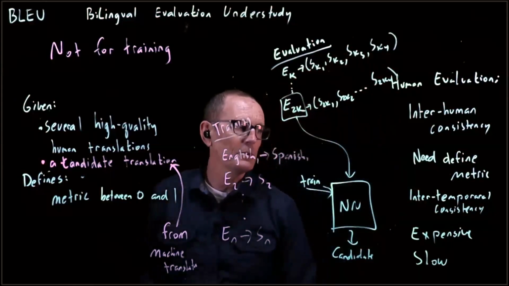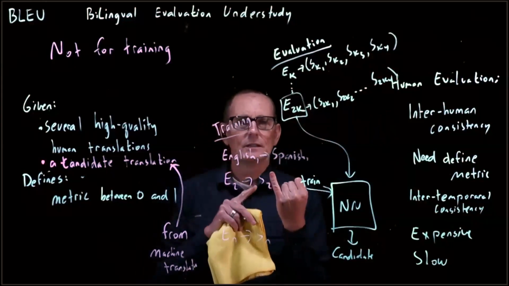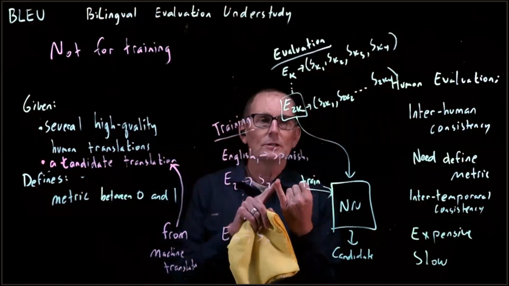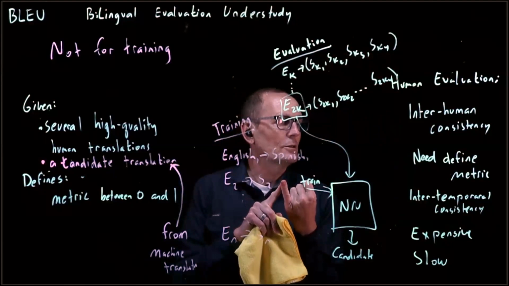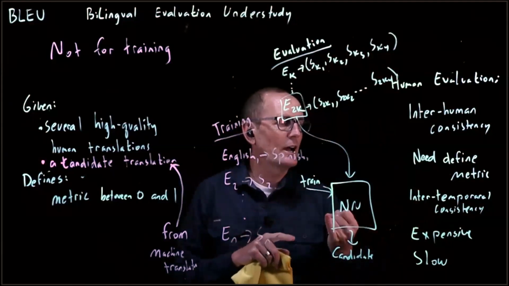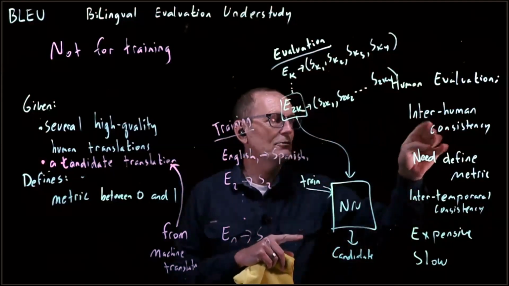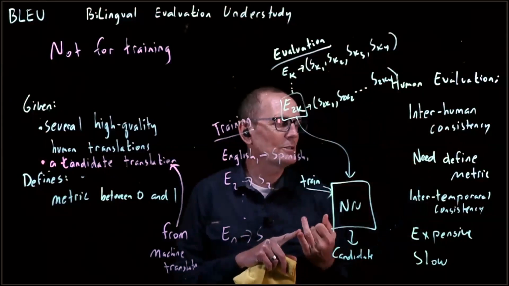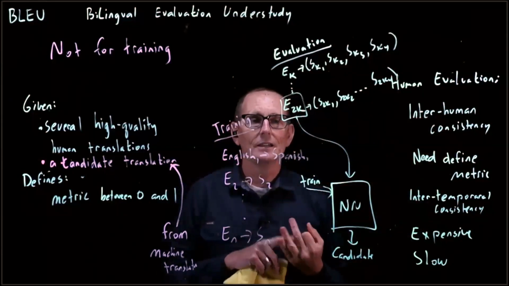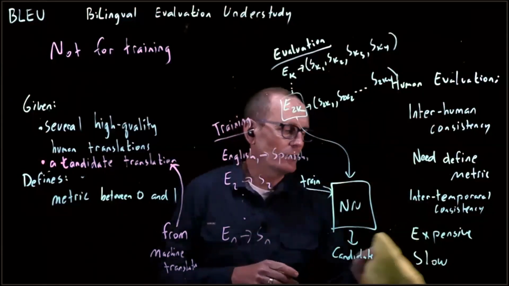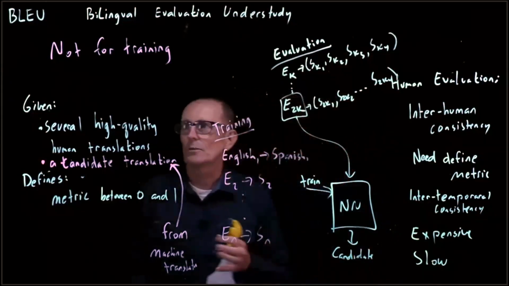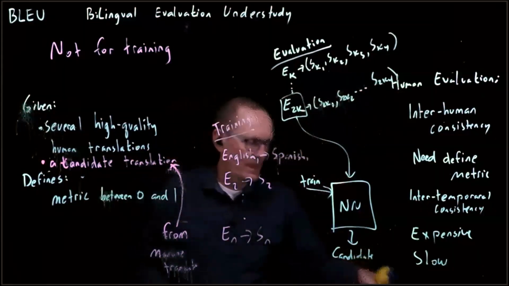So we want to come up with something that is, let's see, repeatable. Okay, so it's consistent over time. It doesn't have multiple humans to worry about. It's fast and it's cheap. That's our goal. Okay, so we're going to look in a moment and see how we do this.